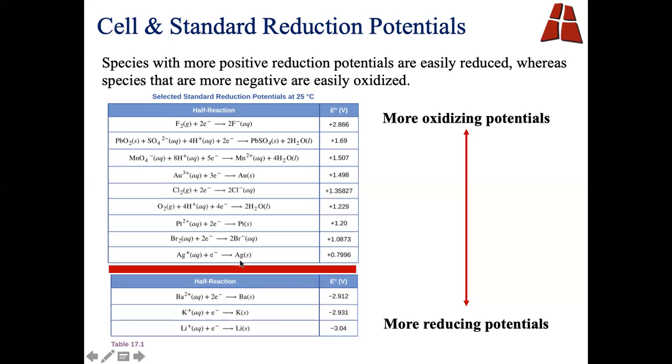And then species towards the bottom here, so all the way down to lithium metal, are more negative, have a more negative reduction potential, which means they are more easily oxidized or better reducing agents.